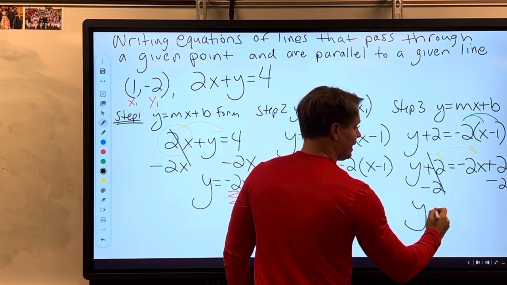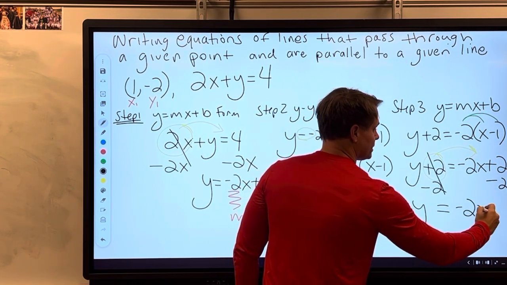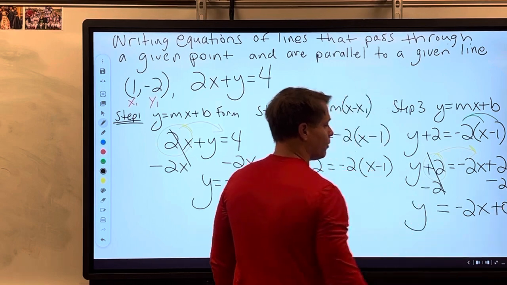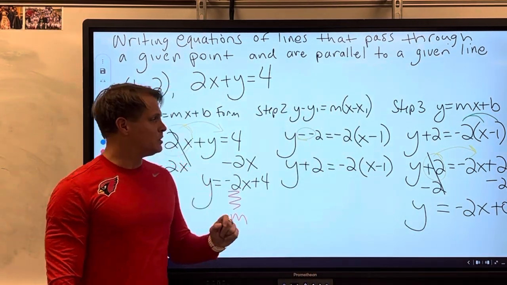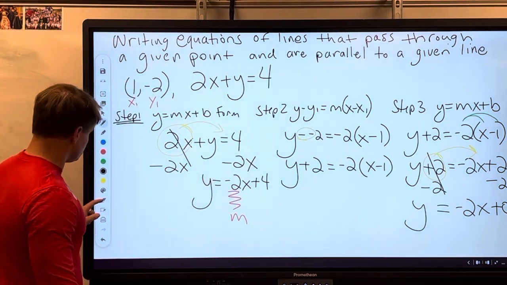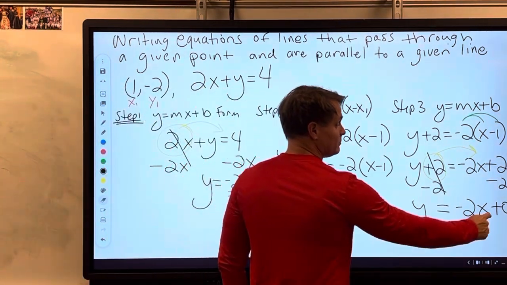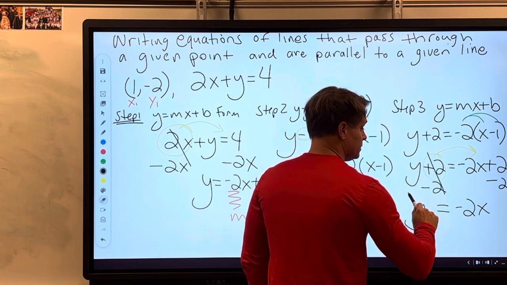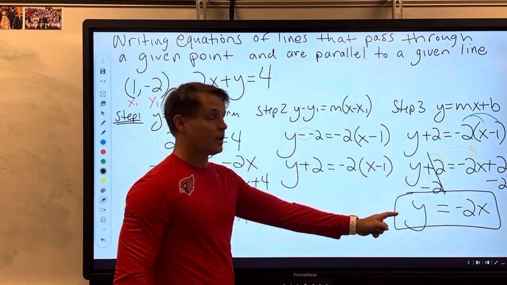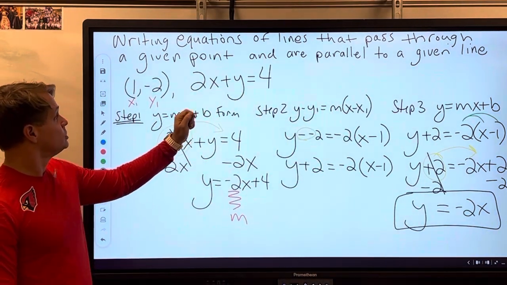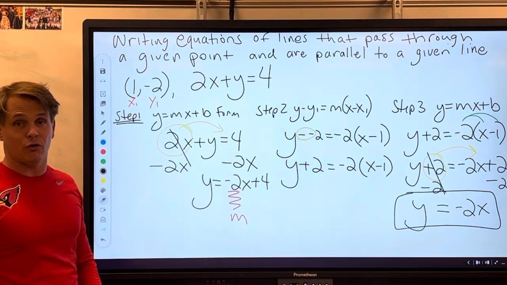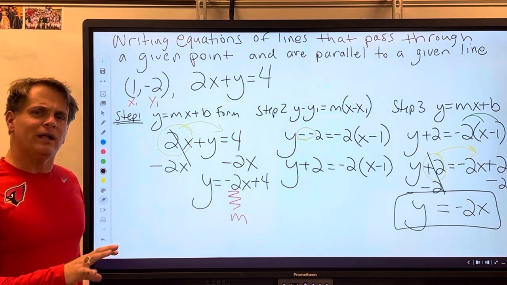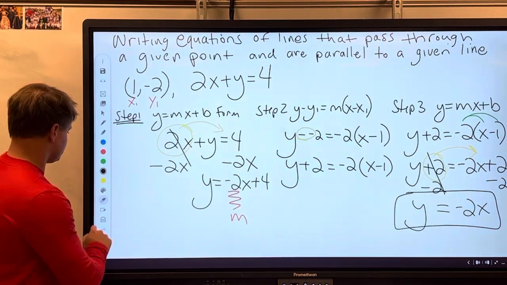So we got y equals negative 2x plus 0. Now you don't have to put that plus 0 there. You can also put, since it's a 0, y equals negative 2x. This line right here is parallel to this line, but it also goes through the point 1, negative 2. Let's try one that's just a little bit harder than that, maybe.